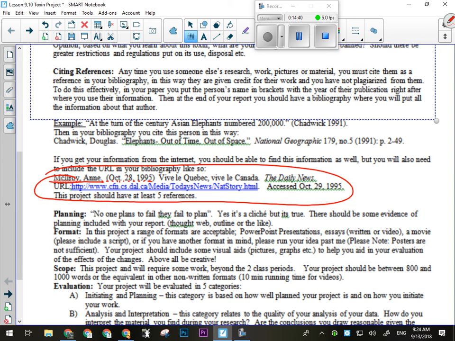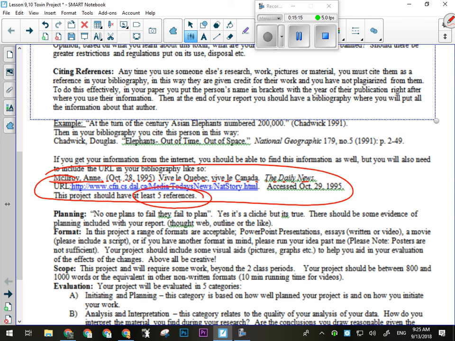And then you'll put the title of the article, not the name of the website, the title of the article, and then the name of the website. Then you will put the URL. So just copy and paste it. And then the day you accessed it, so that'll be September 13th, 2018. All right. That is the information that you need to have for each source that you get information from, and you need to have a minimum of 5 sources, minimum.